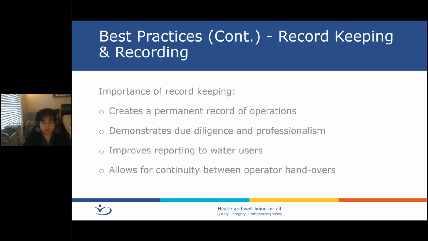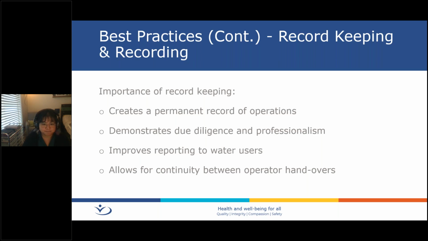So as mentioned before, monitoring is important, but record keeping is just as important because it does create a permanent record of operation. You can always go back if there's an issue to review any of the data. Also, it demonstrates due diligence and professionalism, and it improves reporting to water users.